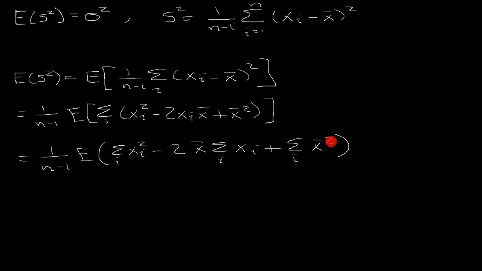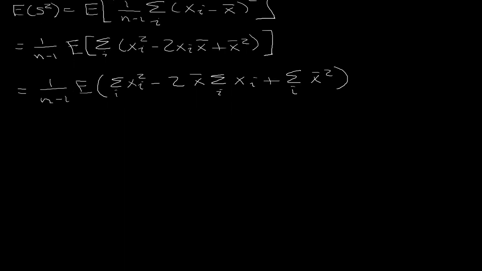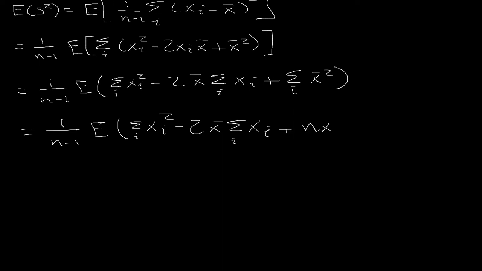But what happens if we add n times this? Well, we're going to have something like this. Let me move this a little bit up. So we're going to have 1 over n minus 1 times the expected value of the sum of xi squared plus n times x bar squared. This is what we're going to have.